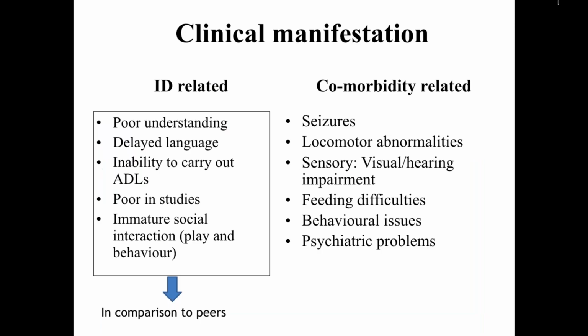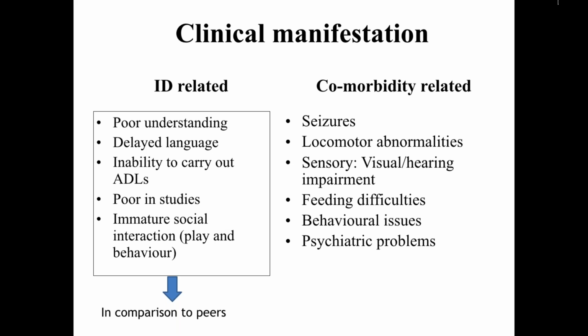Now, coming to clinical manifestation, you can broadly consider them as those related to intellectual functioning. So poor general understanding, delayed language, inability to carry out activities of daily living, poor academic skills, and immature social interaction that would include immature play and behavior for children. These are all related to core intellectual functioning.